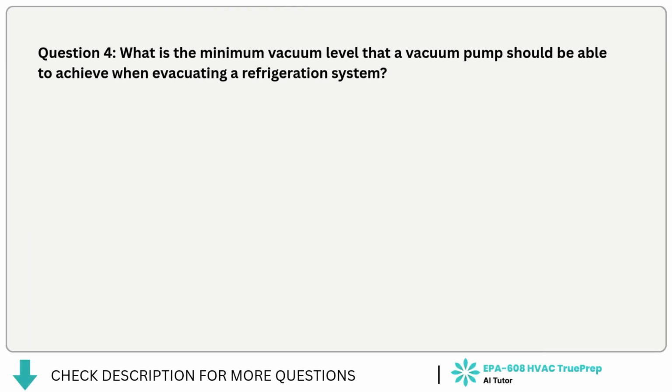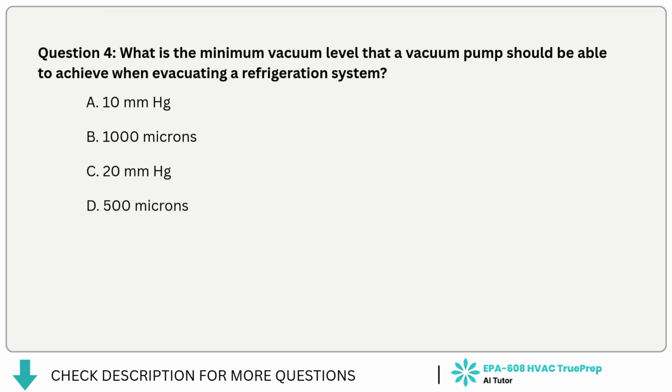Question 4. What is the minimum vacuum level that a vacuum pump should be able to achieve when evacuating a refrigeration system? A. 10 millimeters of mercury. B. 1,000 microns. C. 20 millimeters of mercury. D. 500 microns. The correct answer is D.